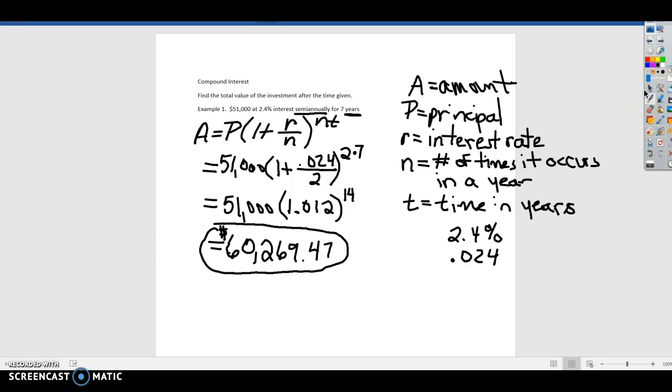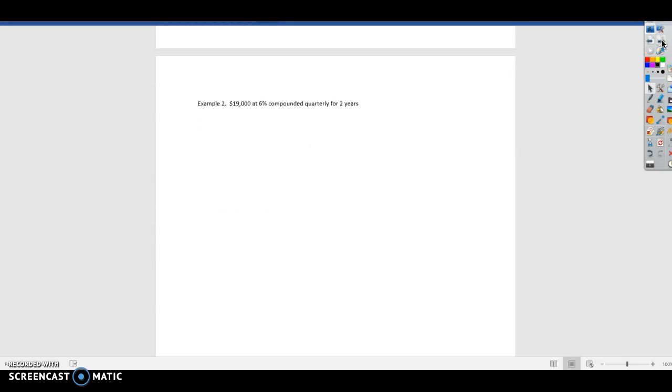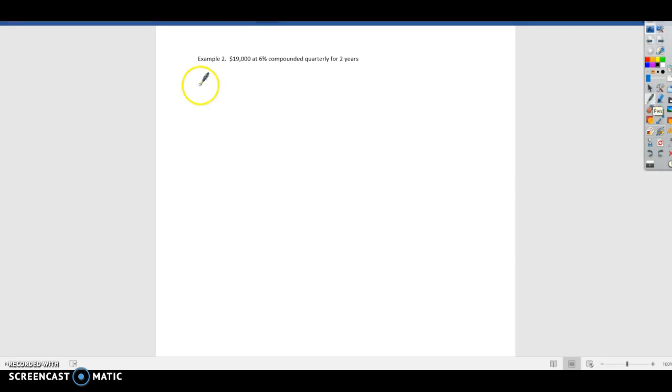All right, I'm going to quickly go through one more example. So let's look at one more here. I'm not going to write everything down again, but I will write the formula down because it's easier if you have the formula in front of you. So A equals P times 1 plus R over N, raised to the N times T power.